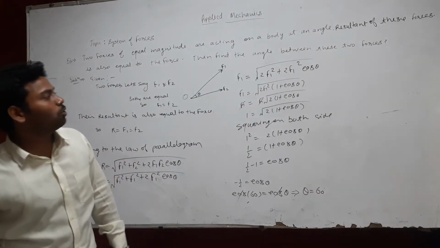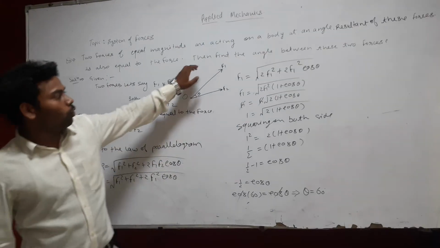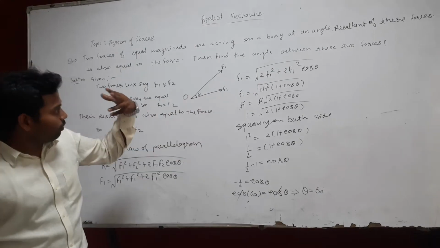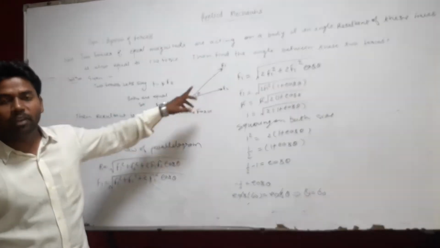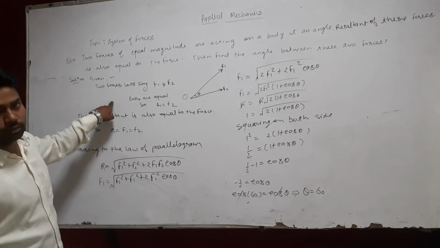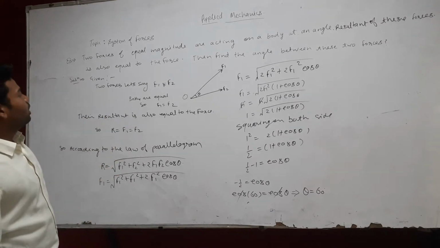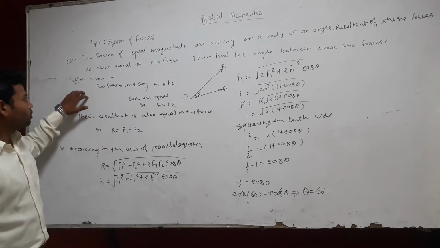So what is given in the question is there are two forces, let's say F1 and F2, which are making an angle theta in between, and their resultant is also given, that is equal to the force. So this is all that is given in the question. Now let's see the solution.